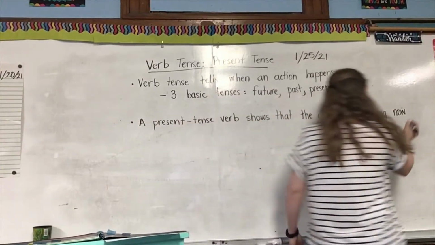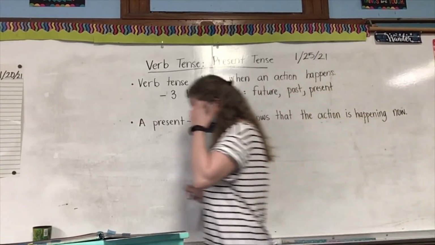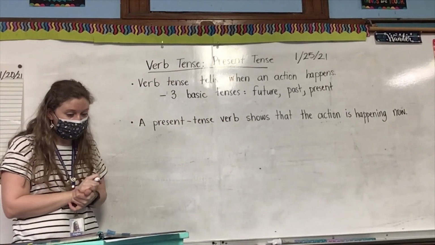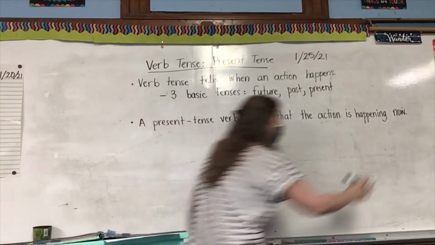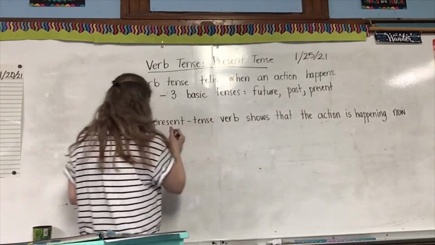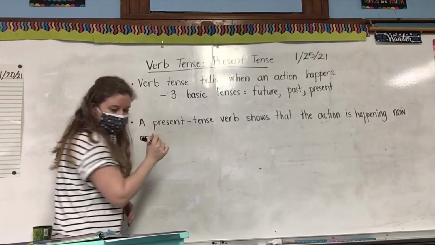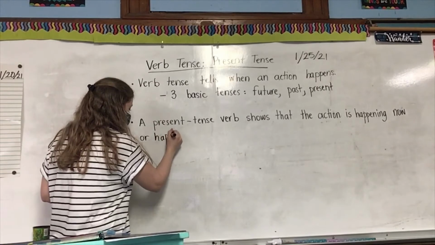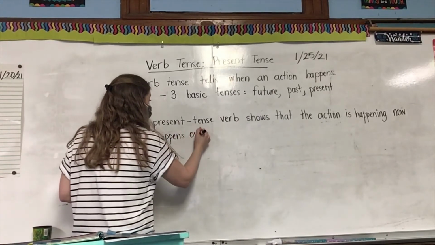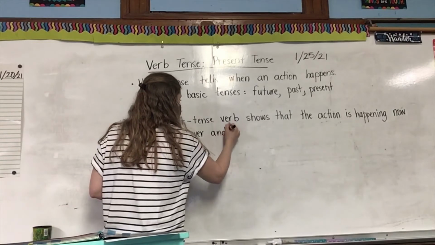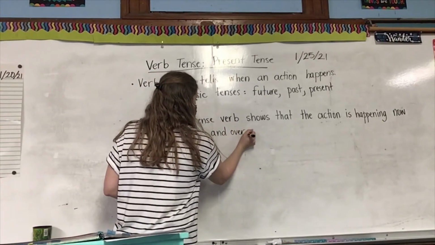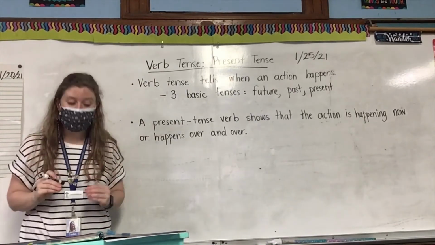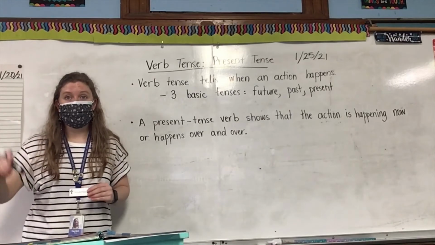Oops, forgot my period. Is a sentence without end punctuation? No. So a present tense verb shows that the action is happening now. Oops, I forgot. No period. Or happens over and over. So a present tense verb either shows that the action is happening right now or happens over and over.